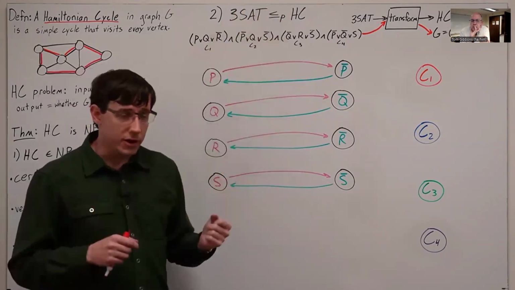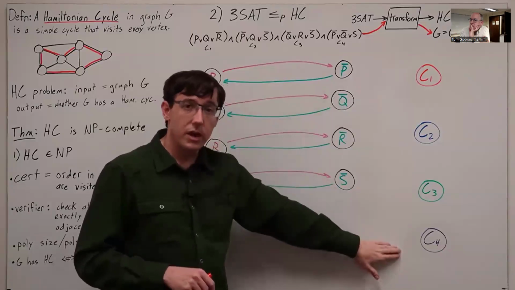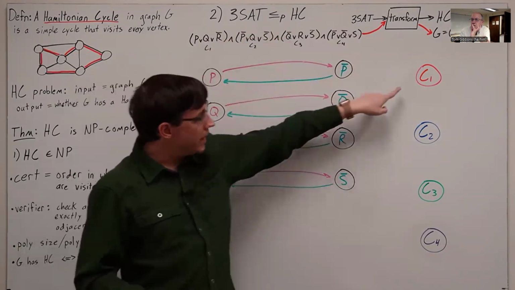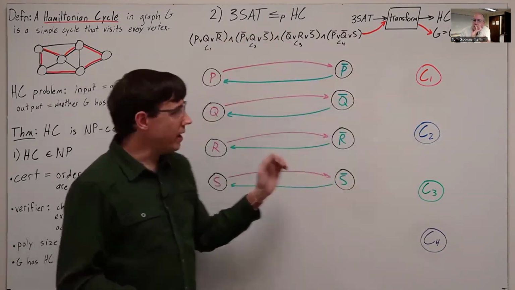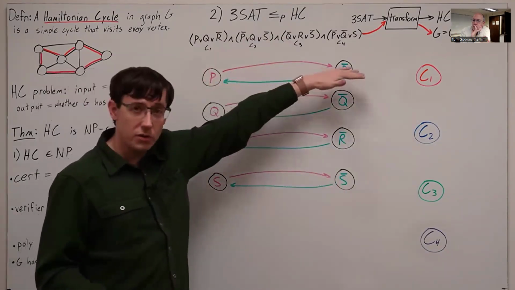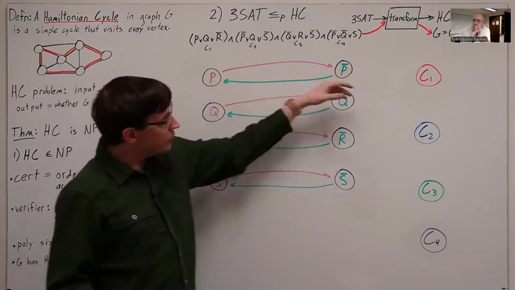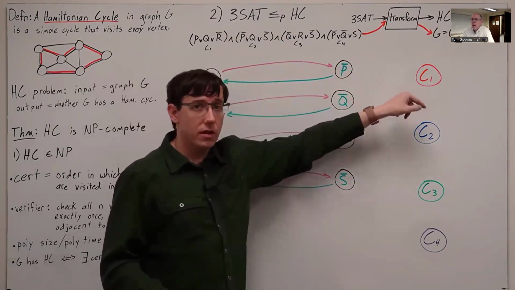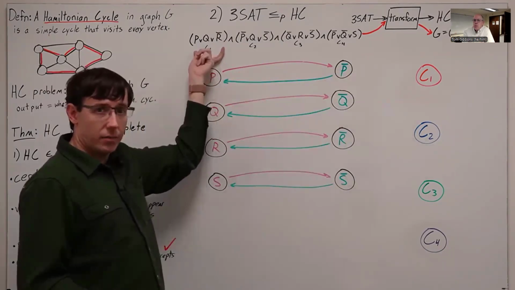You'll also have a vertex for each of the clauses in the formula, and we want to set up connections to these clause vertices so that if we're going across in the direction that corresponds to setting a variable to true, you'll be able to pass through the vertices that setting that variable to true would satisfy.